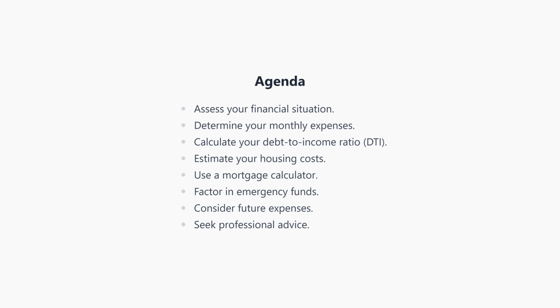Let's take a moment to review our agenda. First, we'll assess your financial situation. Next, we'll determine your monthly expenses. Then, we'll calculate your debt-to-income ratio. We will move on to estimating housing costs using a mortgage calculator and factoring in emergency funds. We will also consider future expenses and finally, seek professional advice.